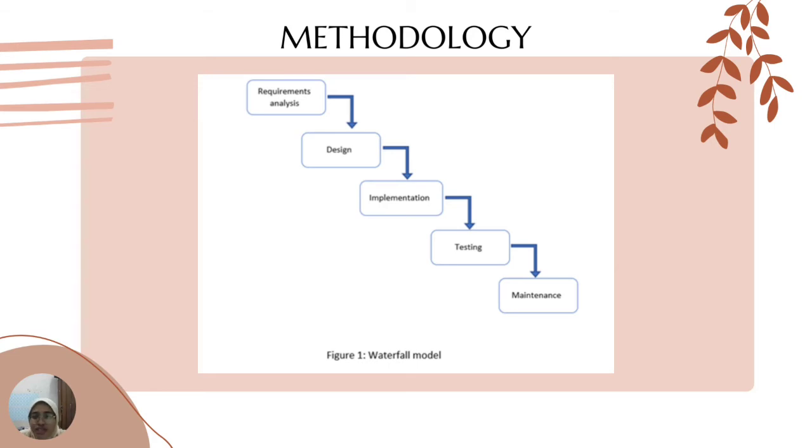Next is methodology. Figure 1 is the waterfall model for this project. This method will determine the analysis and maintenance. The waterfall model must be the important part before developing the system. There is requirement analysis, which involves processes such as research problem, objective, and question.